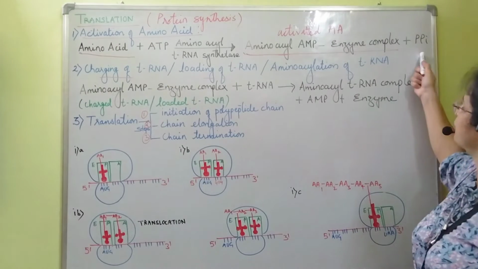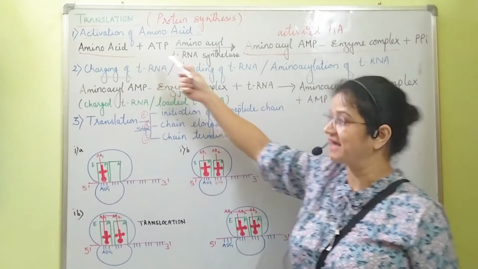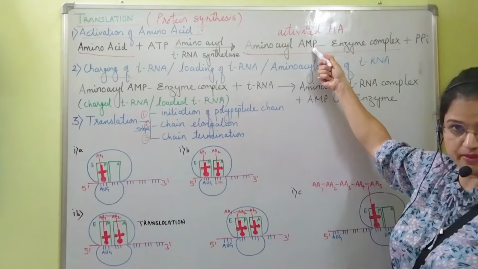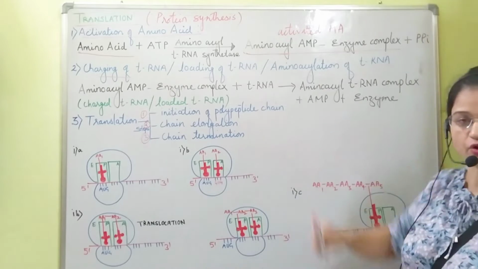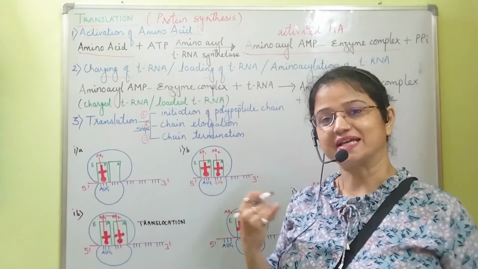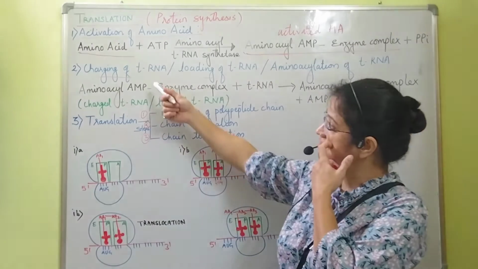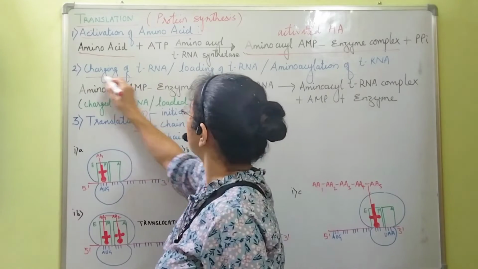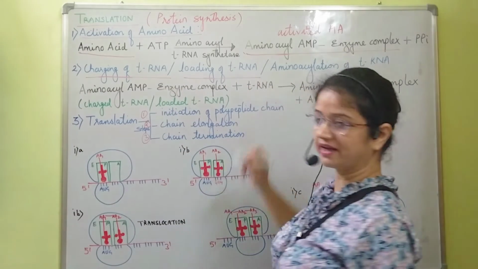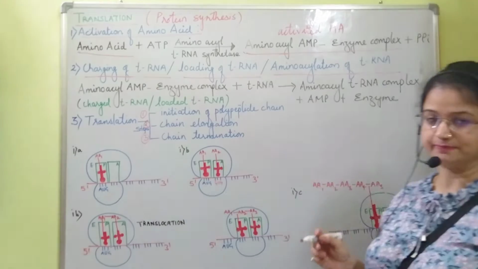Now why is there release of inorganic phosphate? We can see here ATP participated and here we have AMP. So that's why there is release of inorganic phosphate. This was the first step. Now the second step is charging of tRNA. This charging of tRNA is also known as loading of tRNA or amino acylation of tRNA.